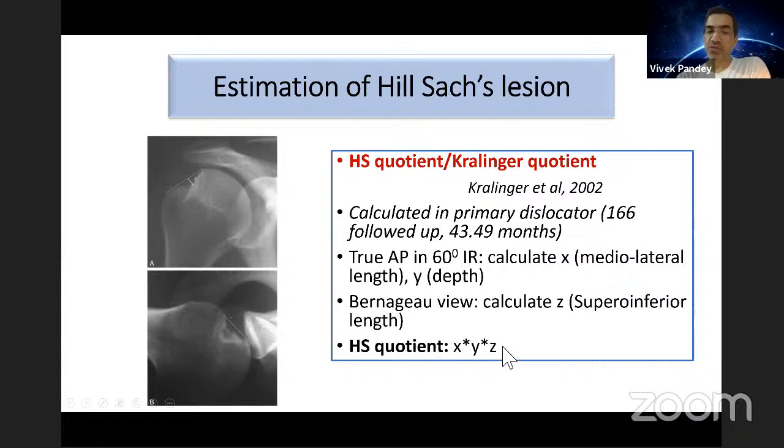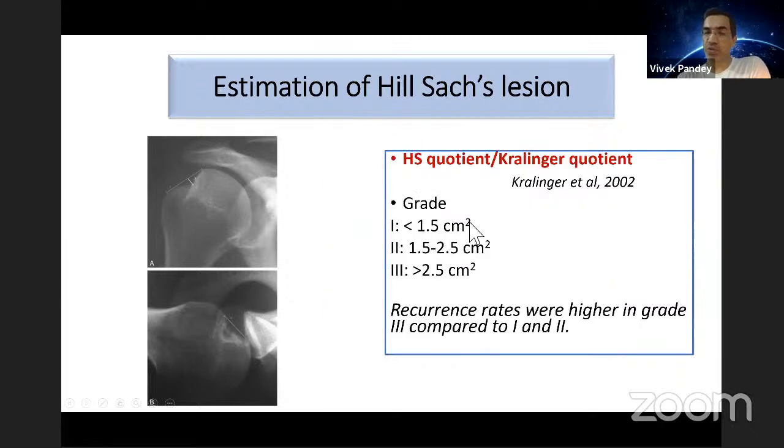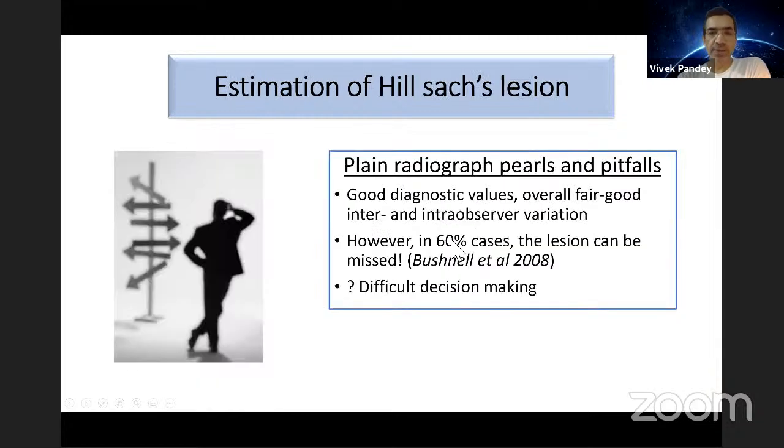And they multiplied these three, and they came up with a grading: if it's less than 1.5 centimeters square, I don't know, I have read the original paper, when you multiply the three it should be cube, but anyway, they said it's a square. Less than 1.5 is grade 1, then grade 2, and grade 3. And what they found, if the multiplication of these three dimensions is more than 2.5, that is a grade 3 lesion, the recurrence rates were quite high as compared to grade 1 and 2. Between grade 1 and 2, there was no difference.